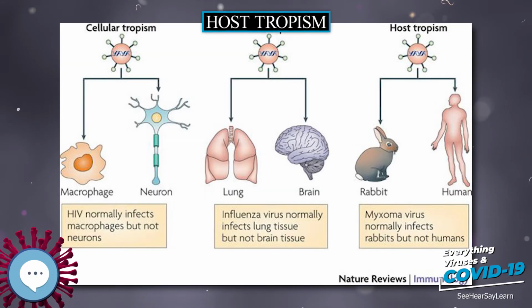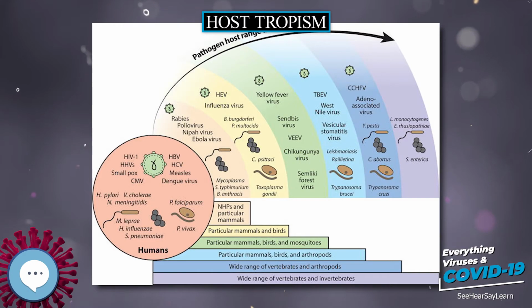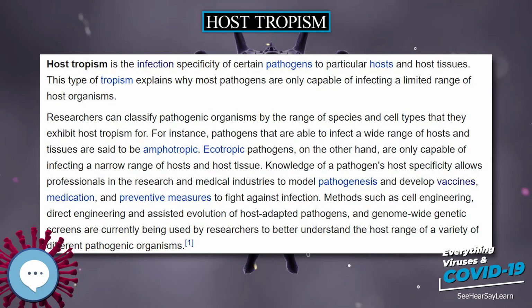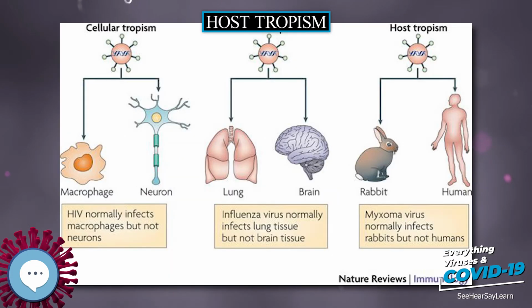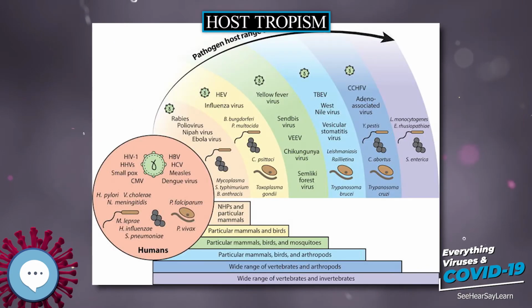Host tropism. Host tropism is the infection specificity of certain pathogens to particular hosts and host tissues. This type of tropism explains why most pathogens are only capable of infecting a limited range of host organisms. Researchers can classify pathogenic organisms by the range of species and cell types that they exhibit host tropism for.